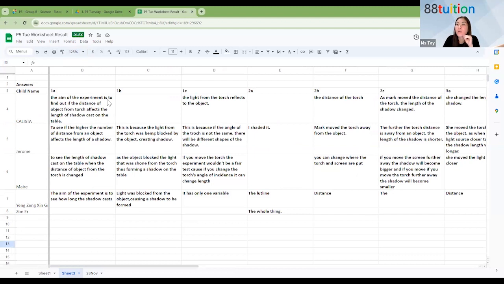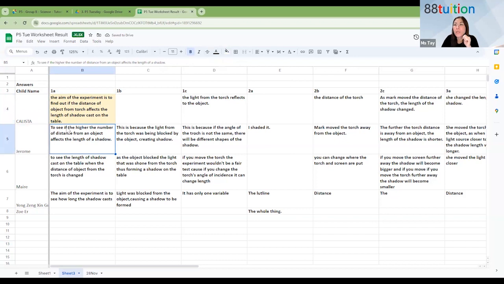Now, if you can see your friends' answers. Callista: the aim of experiment is to find out if the distance of object from torch affects the length of shadow cast on the table. Very good. When I highlight, that means you've gotten it correct.